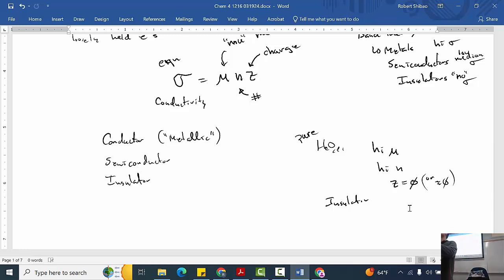Is tap water pure? No, actually, I've used the wrong one. This is supposed to be deionized water. Let me rinse this one out. So let's go with tap water here and see what happens. Will it conduct electricity?